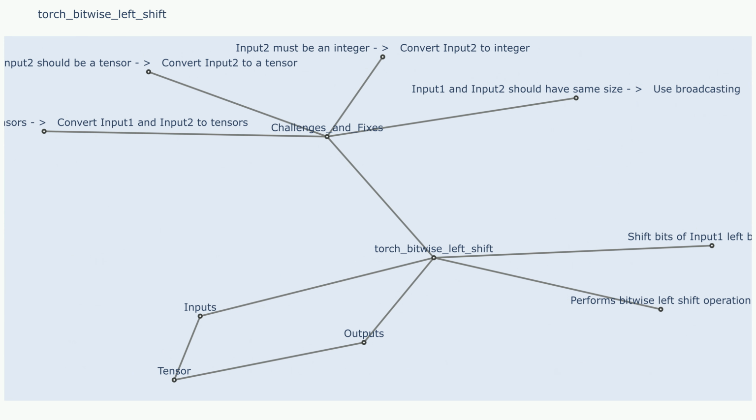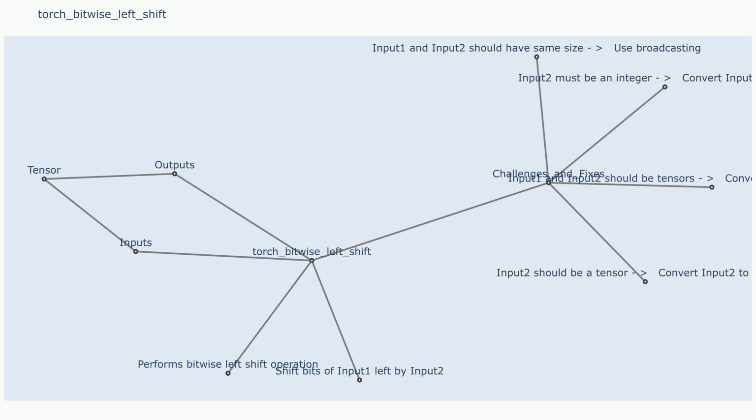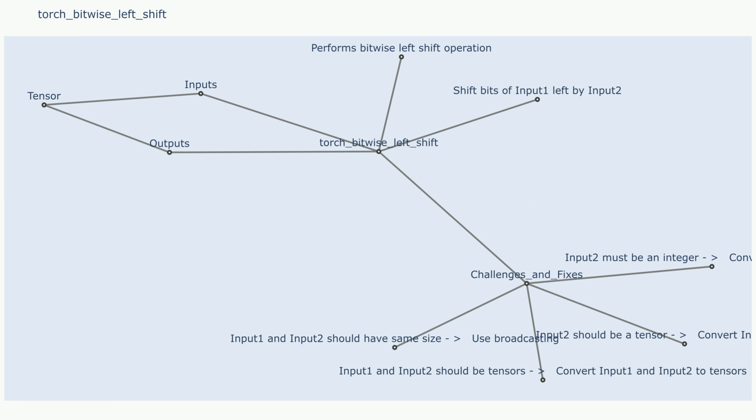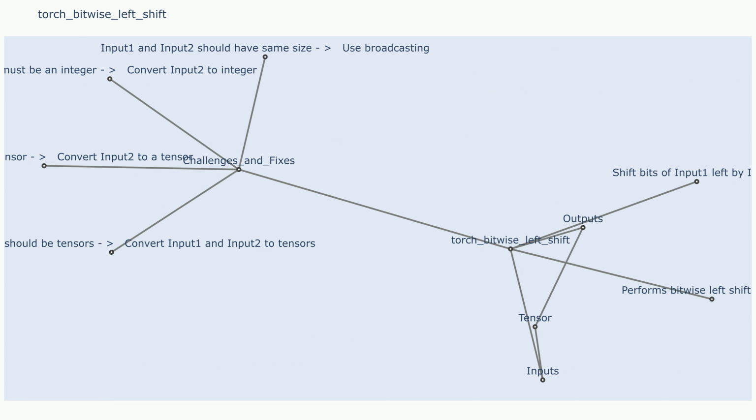Challenges and fixes. Challenge 1: incorrect input types. Sample use case: providing non-integer inputs for the second input tensor. Fixes to challenge 1: ensure that both inputs are integer tensors, either int or long types, for proper bitwise operations. Challenge 2: overflowing shift values. Sample use case: shifting a value by a number of positions larger than the bit length of the data type.